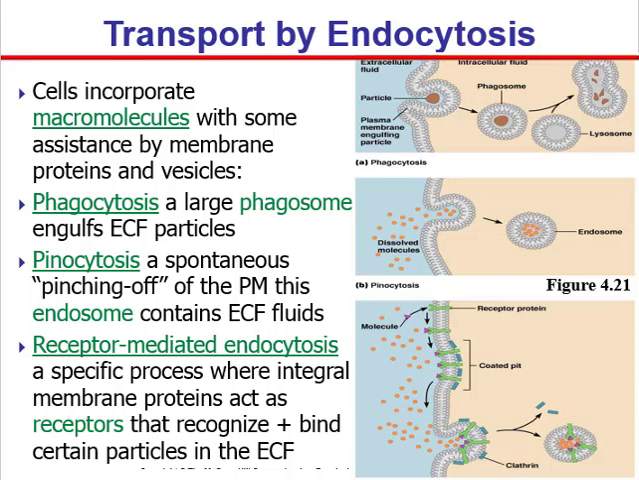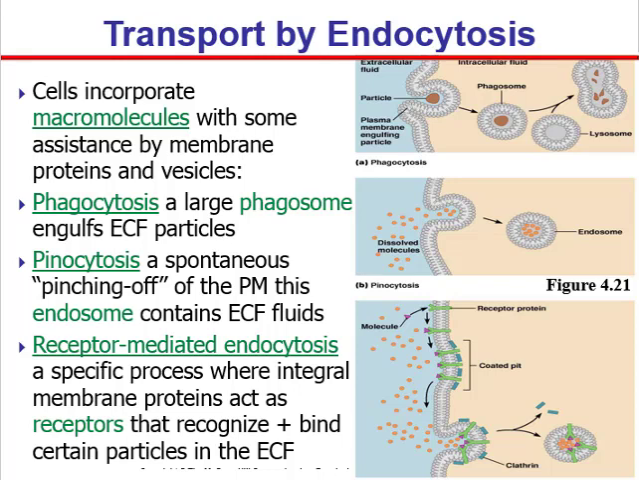Down at the bottom in panel C is receptor-mediated endocytosis. This is a highly specific process where integral membrane proteins called clathrin act as receptors that recognize and bind certain particles in the ECF compartment and bring them into the cell, which also helps determine the cell's response.